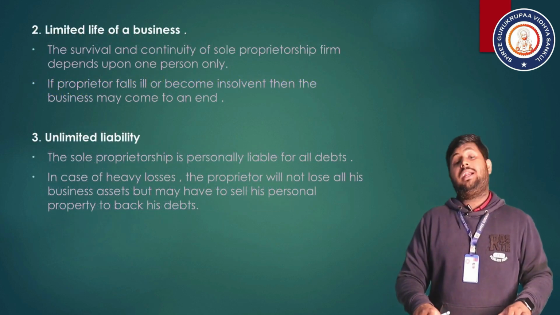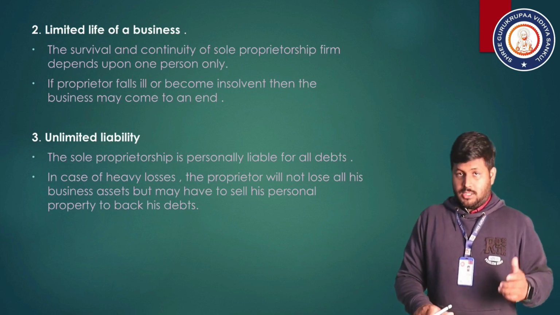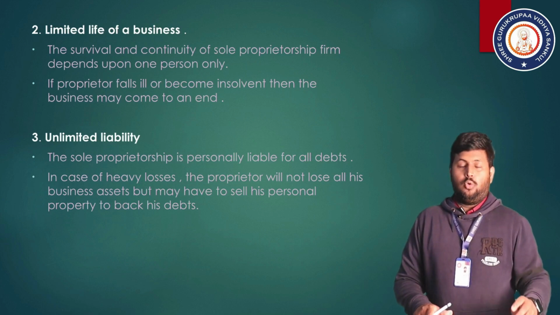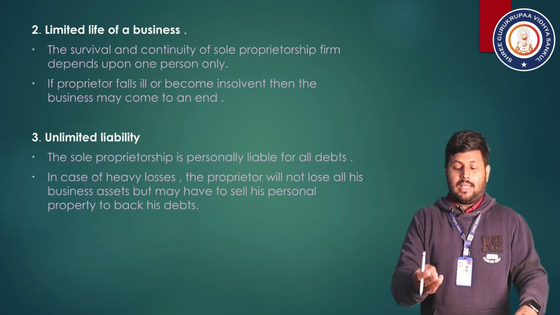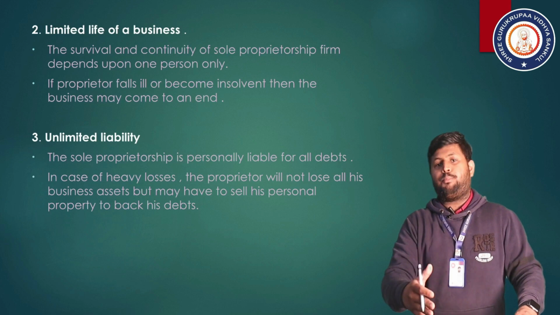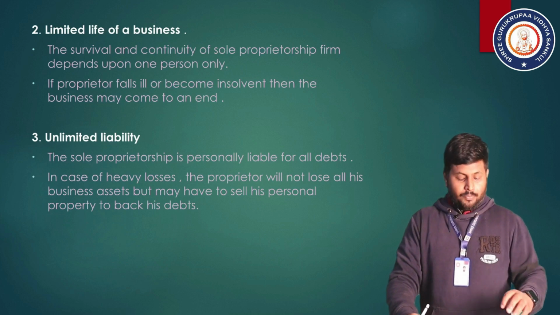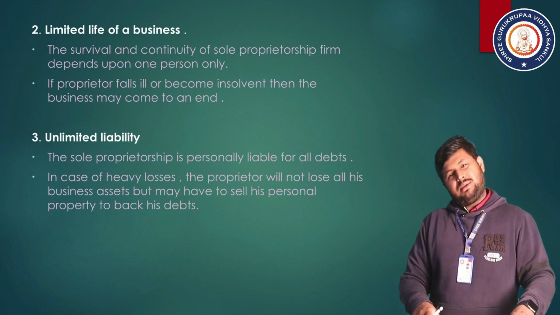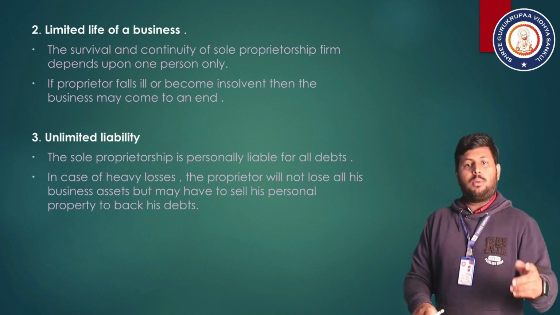The second thing is limited life of a business. Now see, as we have seen, the sole proprietor is mortal, he can get sick, he can die. No person wishes to die, but each and every person can become incapable of running the business, they can become mentally unsound. These are the probabilities which can put a stress on the business. So there is a question mark about the survival and continuity of the business, because he himself is the owner, and after that who will run the business, and whether the business will be run by a person or not, that is also a point of question.